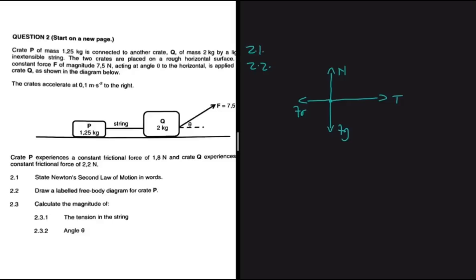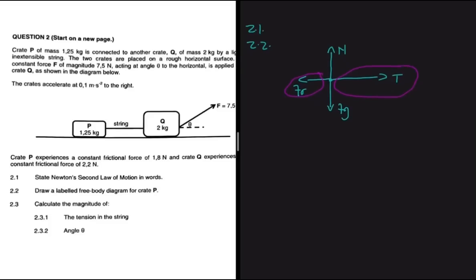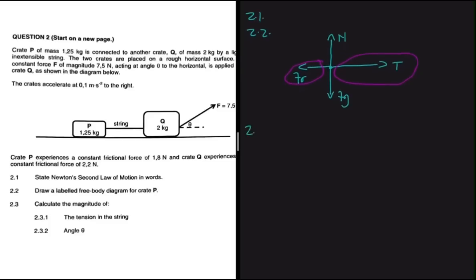I don't know if the examiners are going to penalize you if your Fr is not less than the tension force, but yeah, it's supposed to be less than the tension force because they are moving to the right. We know that they're moving to the right because of that acceleration of 0.1. Anyway, question 2.3.1.